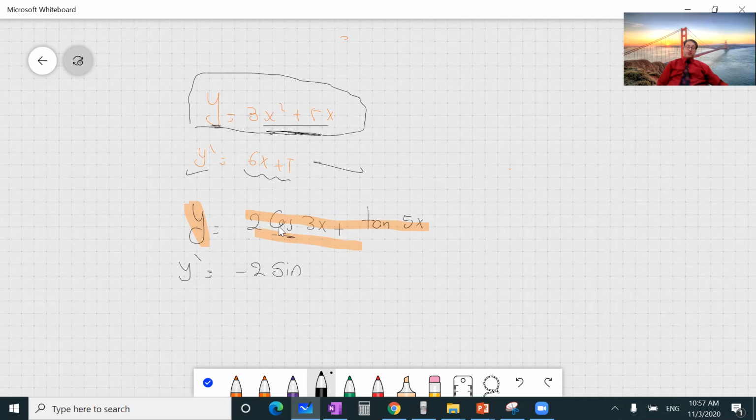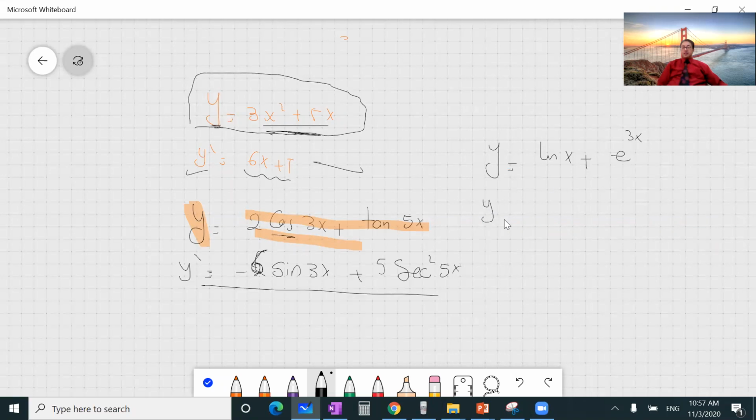function, okay? 2 cosine 3x, its derivative is negative 2 sine 3x times 3, becomes 6 here, plus the derivative of tangent, which is secant squared 5x times 5. Is it hard for us? For y equals ln x plus e power 3x.